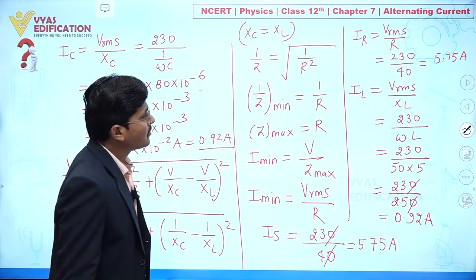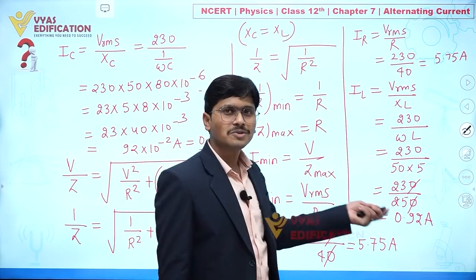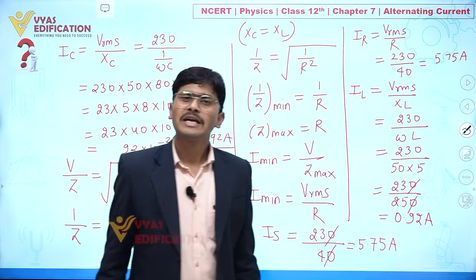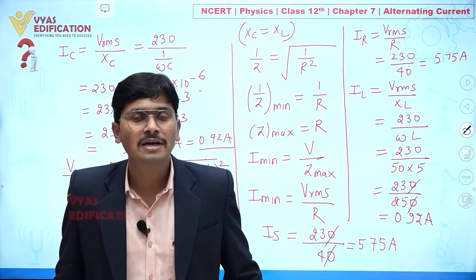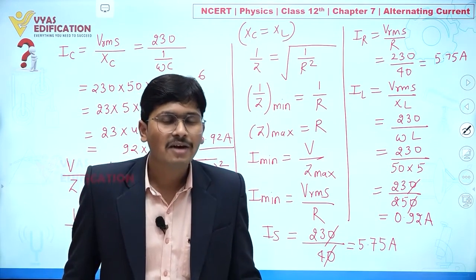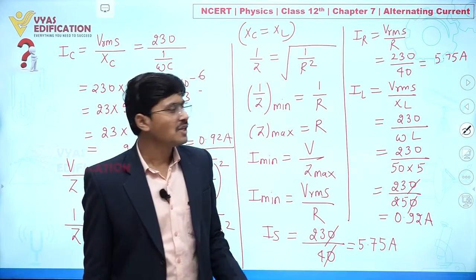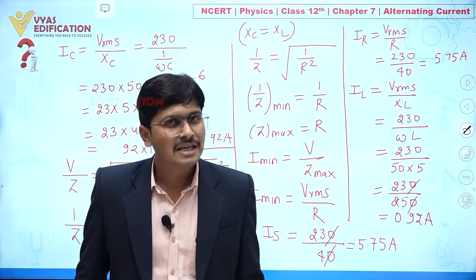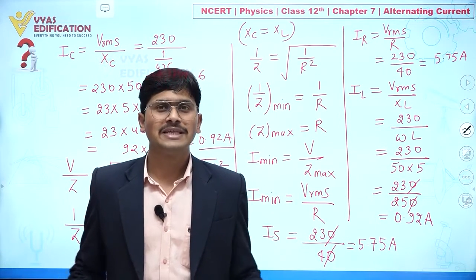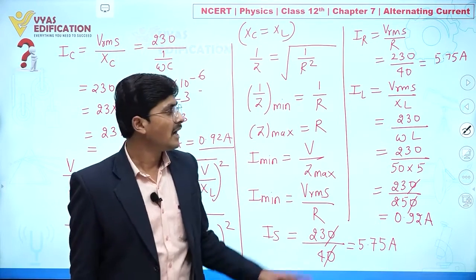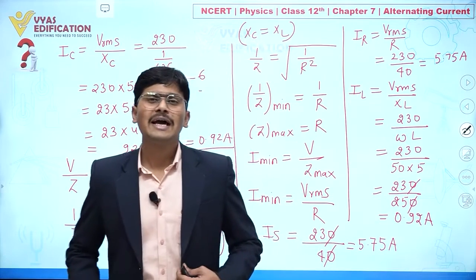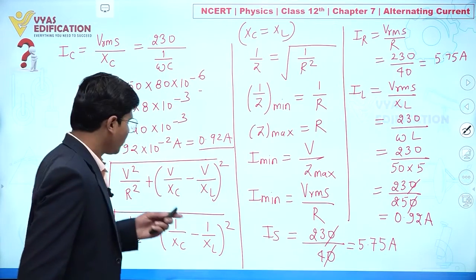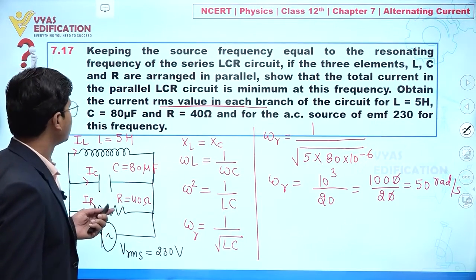Now you might say, sir, when all the current is going through the resistor, then from where are we getting this current? Actually, current is flowing in every component, but the potential that is produced in an inductor and a capacitor are out of phase, lying at 180 degrees to each other. So the net voltage cancels each other. So this is all about this question.